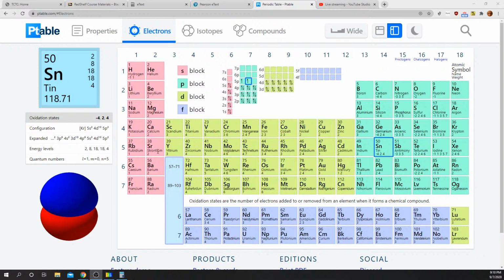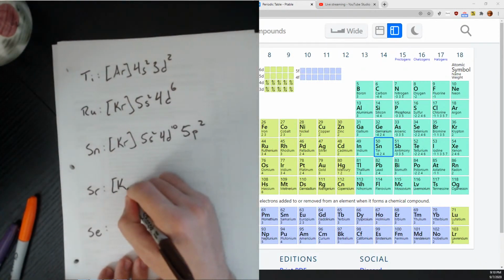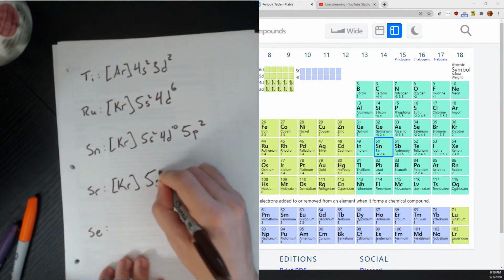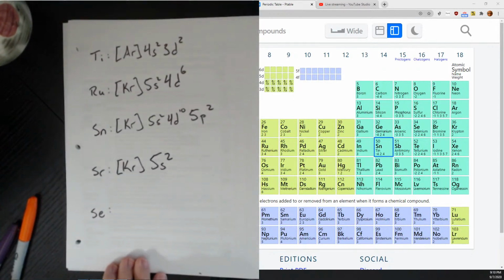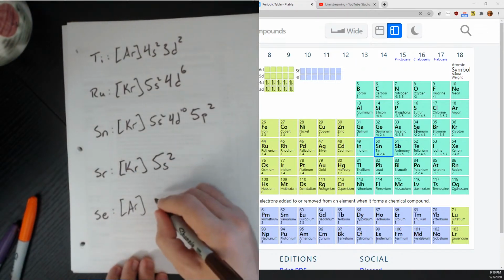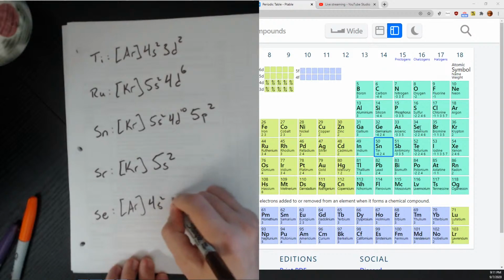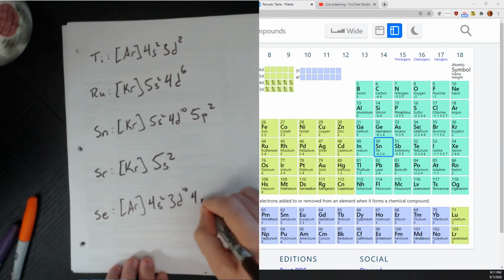Next up, strontium. Strontium is over here in the S block. Previous noble gas is also krypton. So I'm not even going to bother to check on this because it is not even possible for it to have an anomalous configuration. Now, selenium is over here in the P block. Element 34. Previous noble gas is argon. It's in the fourth row. It's in the fourth column of the P block. So it's 4s2, 3d10, 4p4.